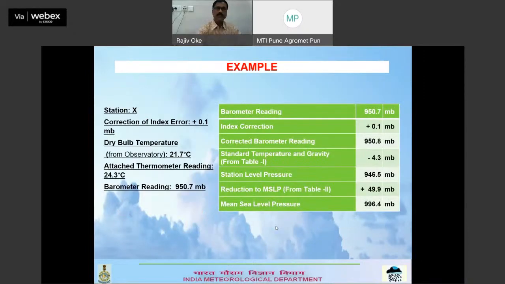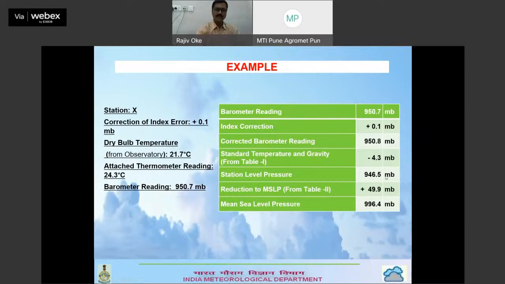हियर इज एन एग्जांपल, 950.7 इज द रॉ रीडिंग, इंडेक्स करेक्शन इज 0.1, प्लस 0.1 वी एडेड टू दैट. Standard temperature and gravity correction from the table, attached thermometer reading is 24.3. The correction comes to minus 4.3. Subtracting this, that is removing that from that, we get station level pressure 946.5 hPa.